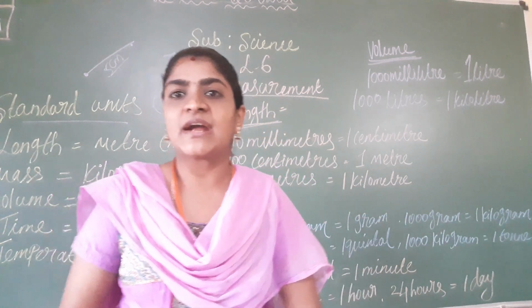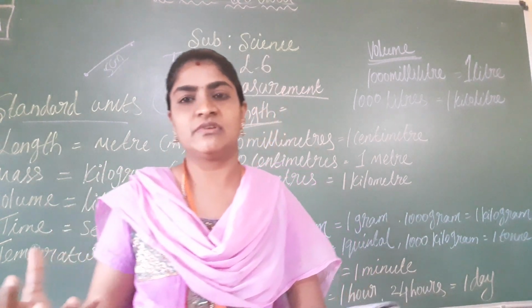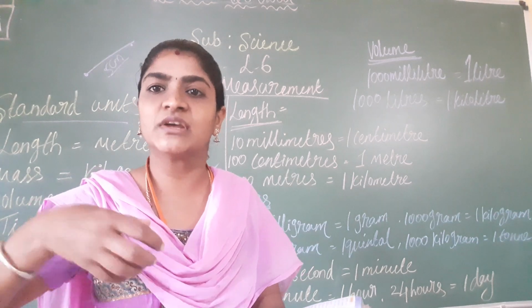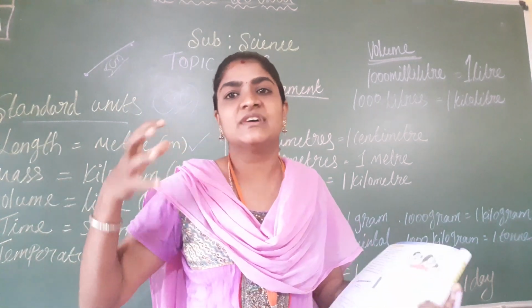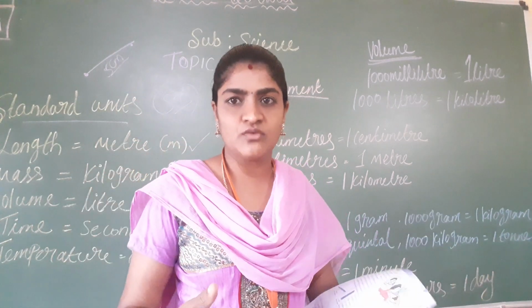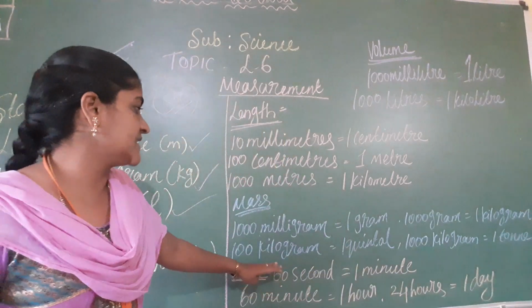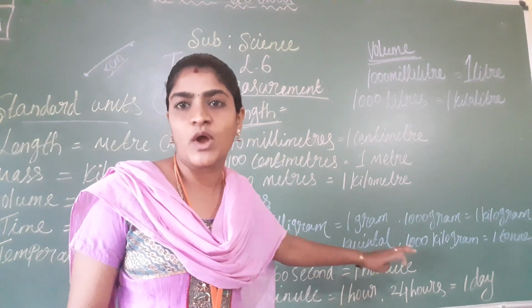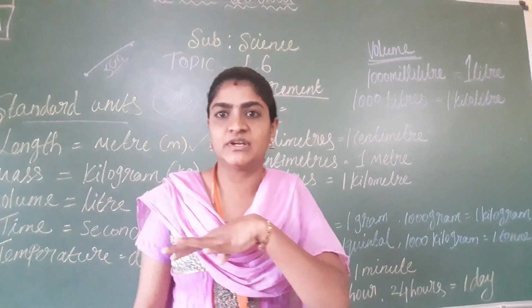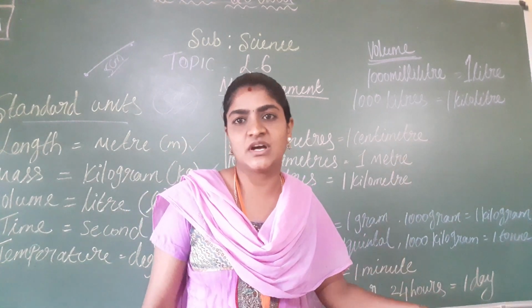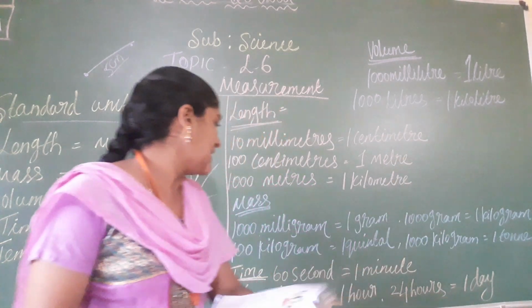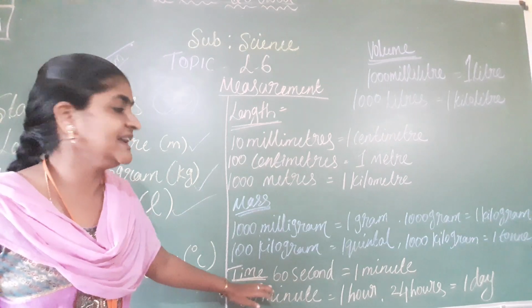In sugar factories and sugar mills, how will they weigh the sugar canes? First they will take 100 kg together and calculate it as 1 quintal, 5 quintal, 10 quintal. So like that they will measure sugar canes. Okay. And next one we are going to see time.